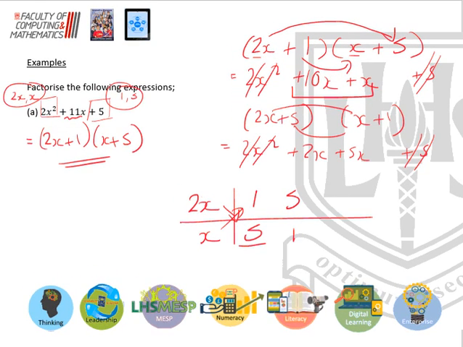Okay, 2x times 5 gives me 10x, x times 1 gives me 1x. In total, that would give me 11x. 2x times 1 is 2x, x times 5 is 5x. That gives me 7x. So this is the one I'm looking for.